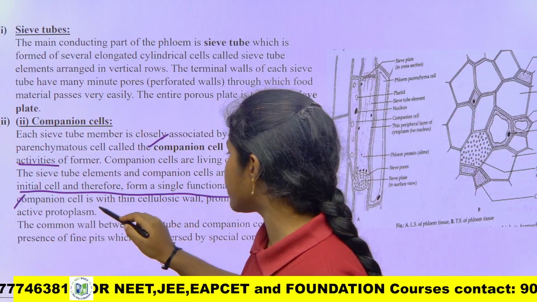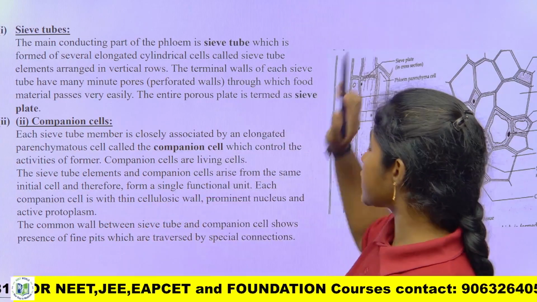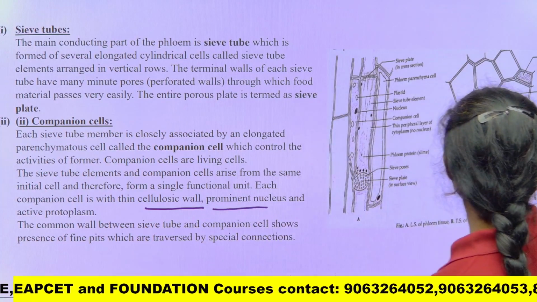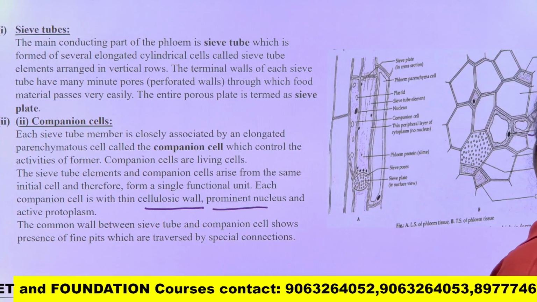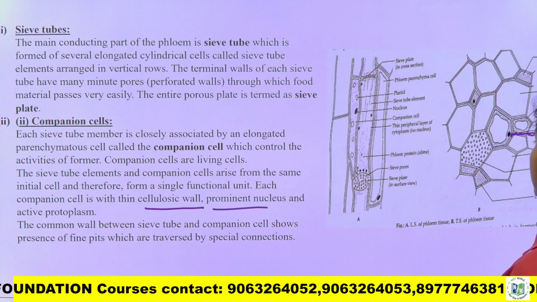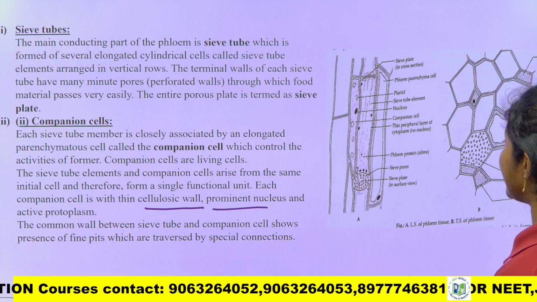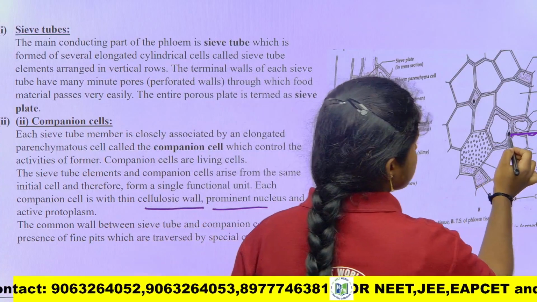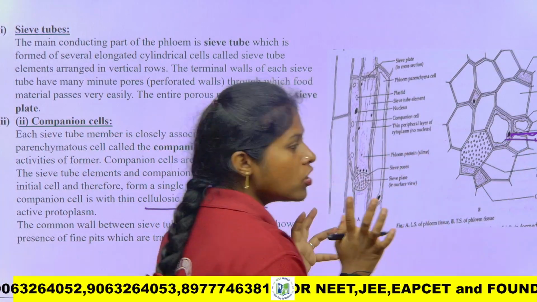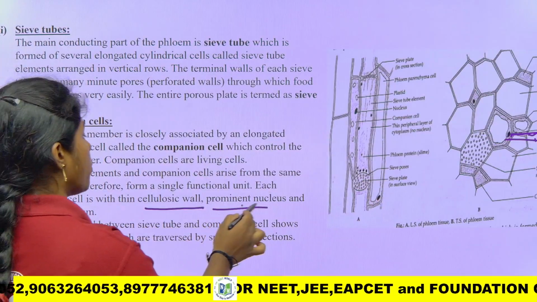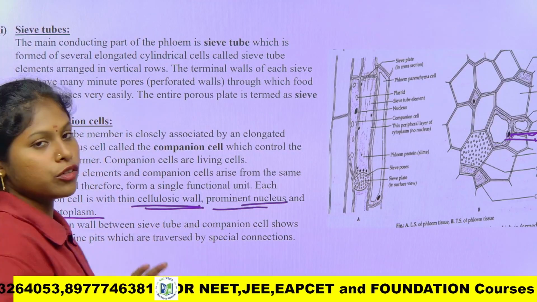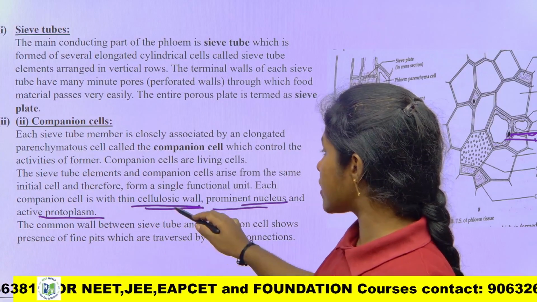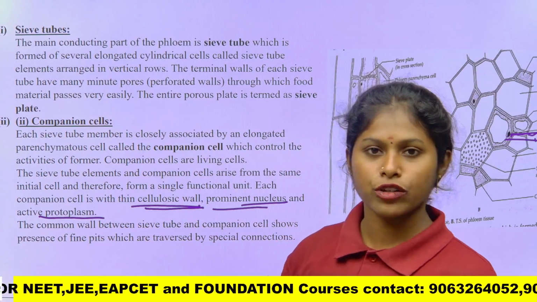Each companion cell has as its main characteristic features a cellulosic cell wall, a prominent nucleus, and active protoplasm. What is the main characteristic feature of the companion cell, children? They have a cellulosic wall, a prominent nucleus and active protoplasm.